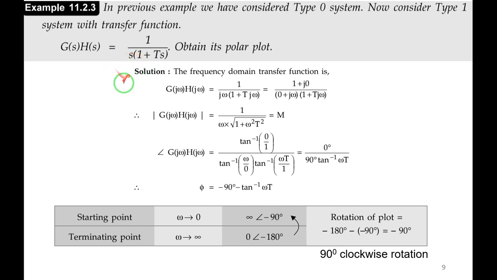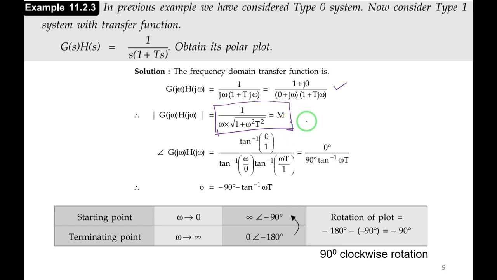As usual, replace s by j omega. We get 1 by j omega into (1 plus T into j omega). Write in complex form: 1 plus j0 in the numerator, and 0 plus j omega, this one as it is. So this is in the frequency domain. Next, calculate the magnitude M. Magnitude M is equal to the magnitude of G(j omega)H(j omega). Numerator: under root of 1 square plus 0 square is 1. Under root of 0 square plus omega square is omega. From this term, under root of 1 square plus omega square T square. This is the magnitude M.